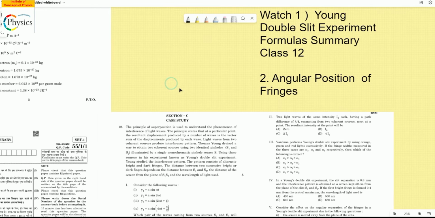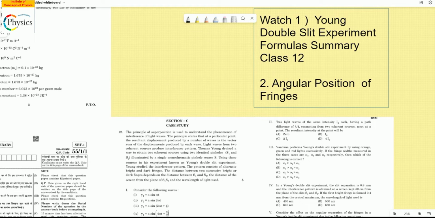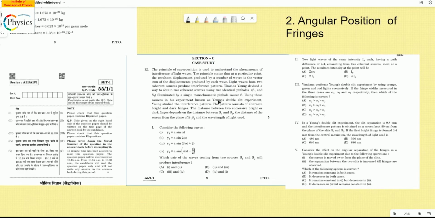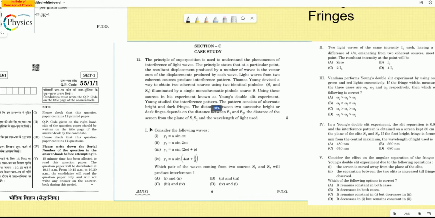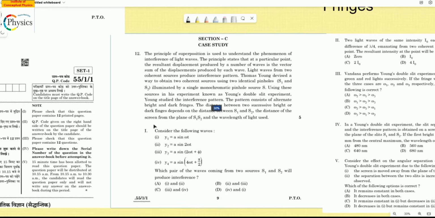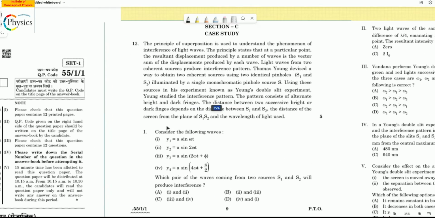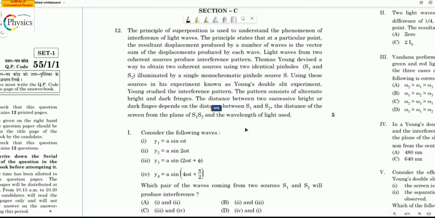Now let's start. I hope you will watch these two because it will help you solve this problem. Now I will definitely explain the problem. Let's start studying this and work towards solving this problem. So this problem is a 5-marker problem, and let's read the question.